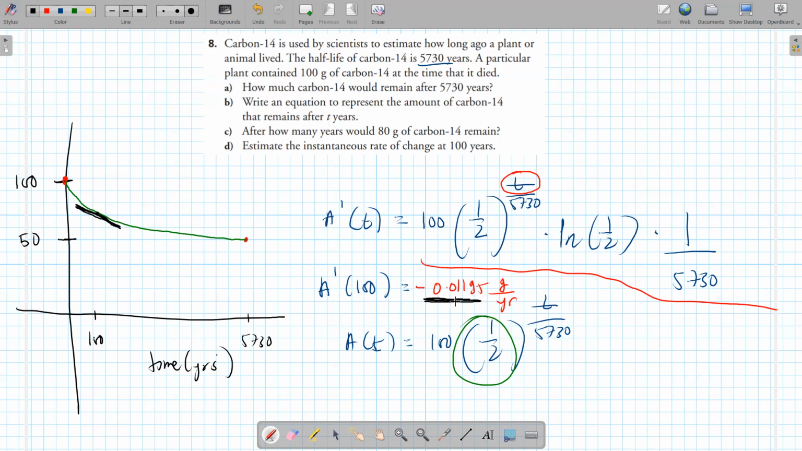So this is used to date stuff maybe like 40, 50,000 years because its half-life isn't that high. But if you want to date something that's super old, then you need to use bigger elements. Carbon-14 isn't going to cut it. So you usually use isotopes of uranium or something.